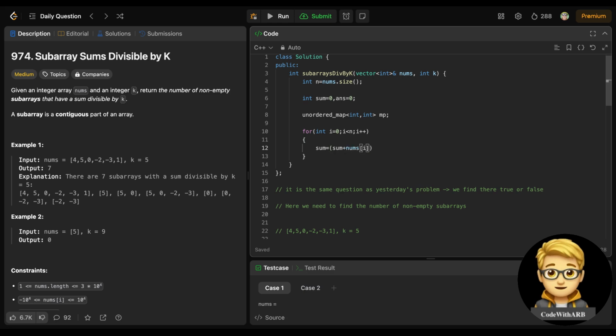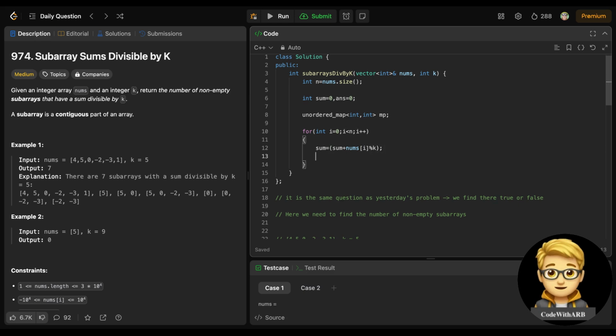add this number. But before adding this number, I will take the modulus of that. And now after adding the summation, I will again take a modulus of that. But before taking modulus, I need to add the sum plus k, modulus k, right?